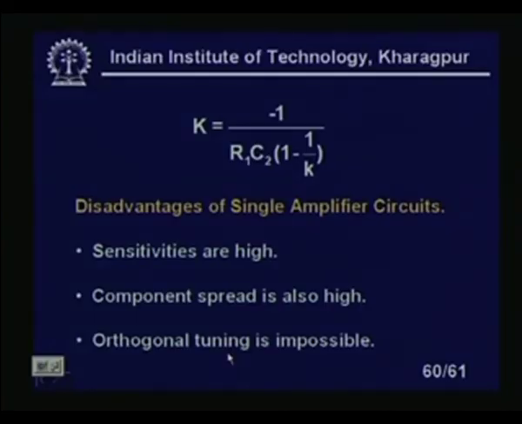That is a problem with the single amplifier structure. And quite obviously you say that I will make QP less, but QP is not in your hands. Suppose in some signal conditioning circuits I need a very large QP. In that case your component spread will also be very high even if you use the unity gain amplifier structure, right. And orthogonal tuning that I discussed is also not possible. Orthogonal tuning is just impossible in the case of single amplifier structure.